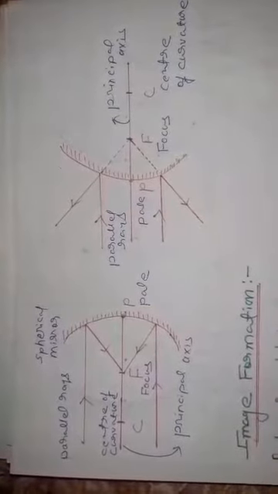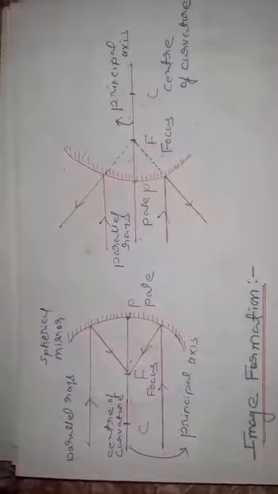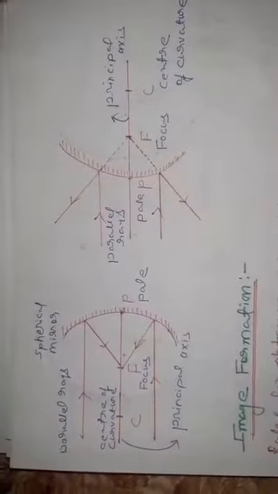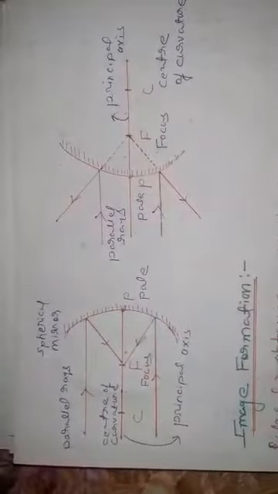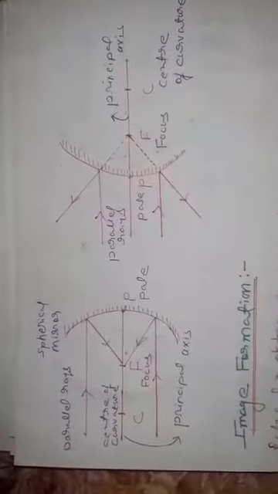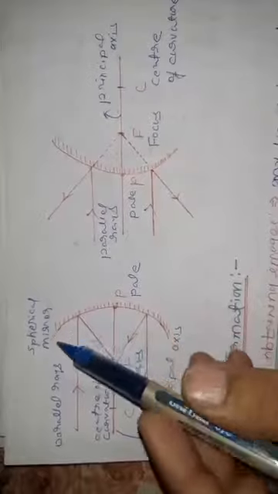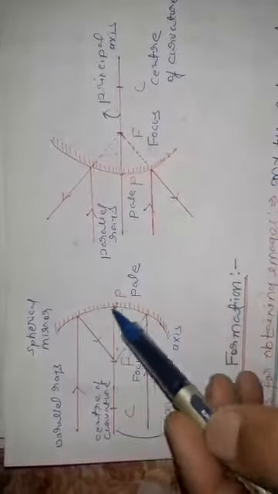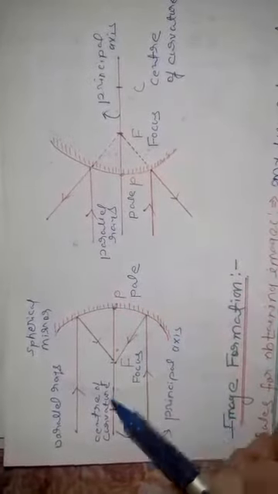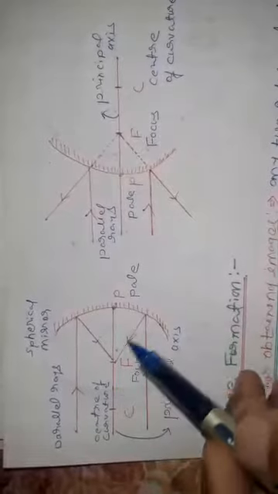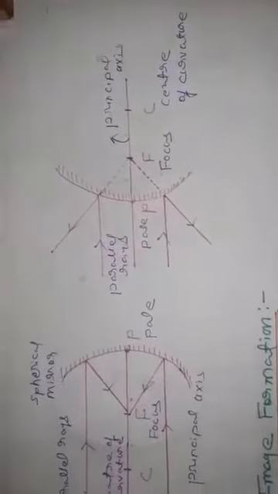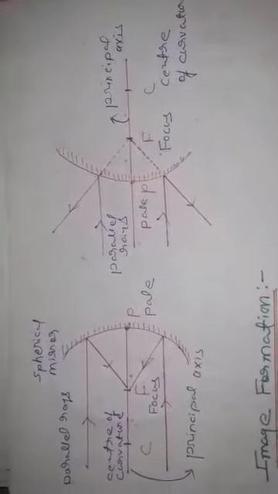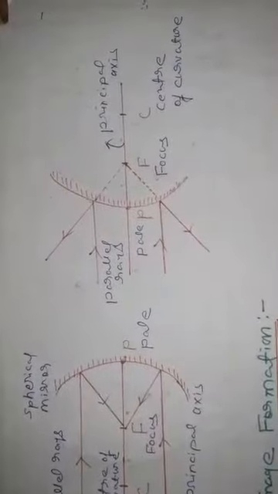Next one is the aperture. The part of the mirror which can be exposed to incident light is called the aperture. You can see here the part of the mirror which can be exposed to the incident light ray is called the aperture. So these are some important definitions about the spherical mirror.